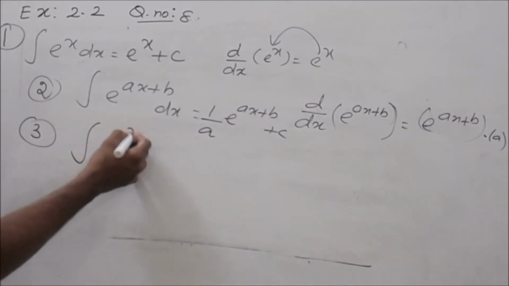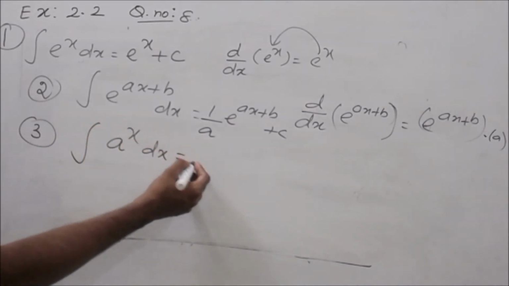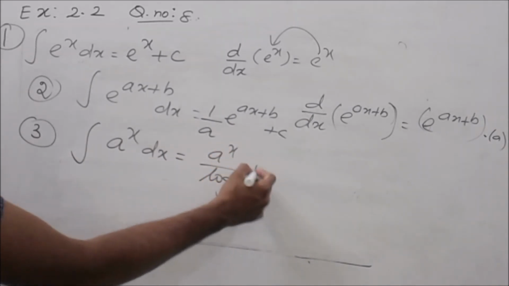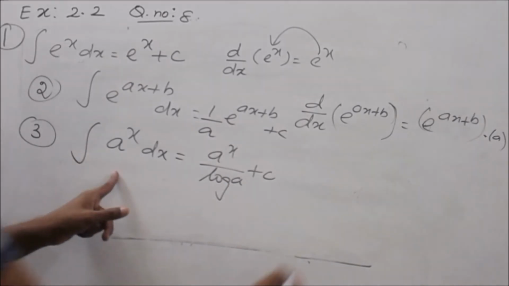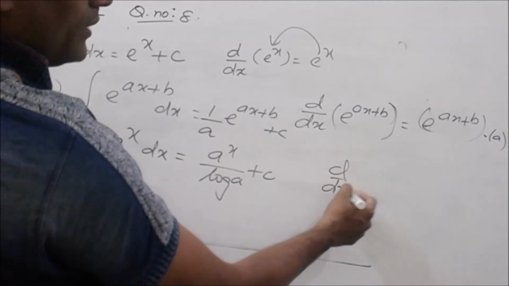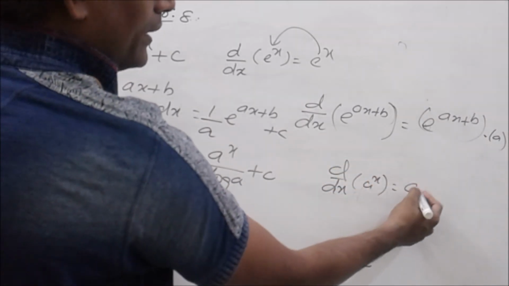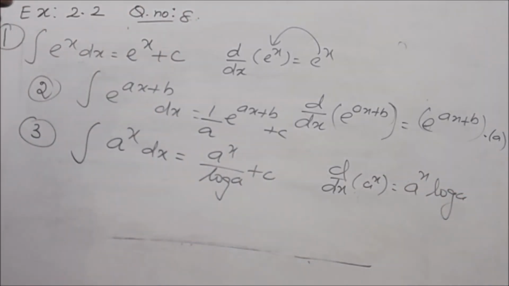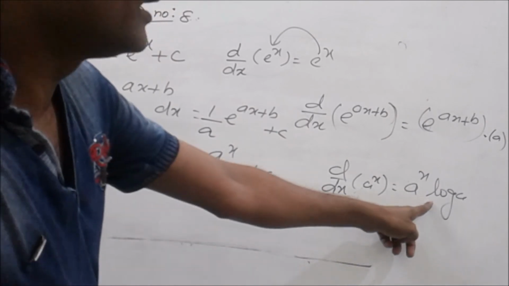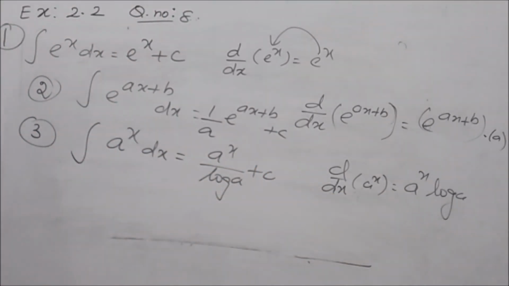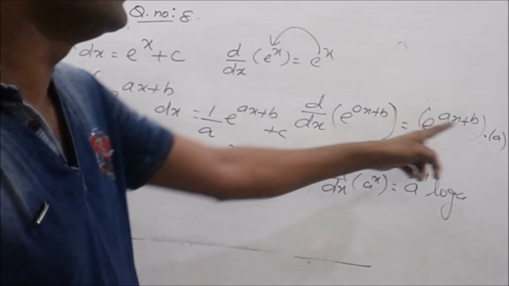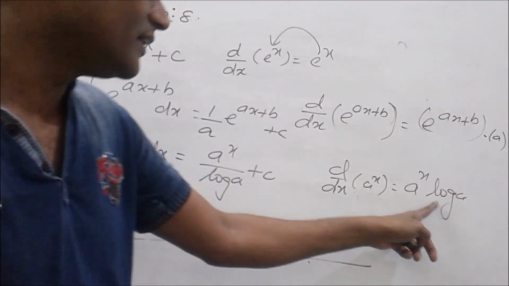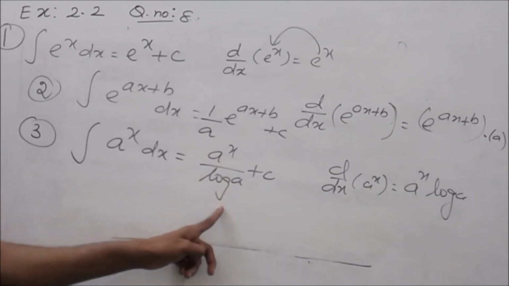The third formula, integral a power x dx is equal to a power x by log a plus c. What is the derivative of a power x? D by dx of a power x is equal to a power x log a. That is the derivative. Now the constants are divided. The constants divide the original functions. So here we have a into e power ax plus b. The a divides when integrating. Then log a, a constant, divides when integrating. So a power x by log a.